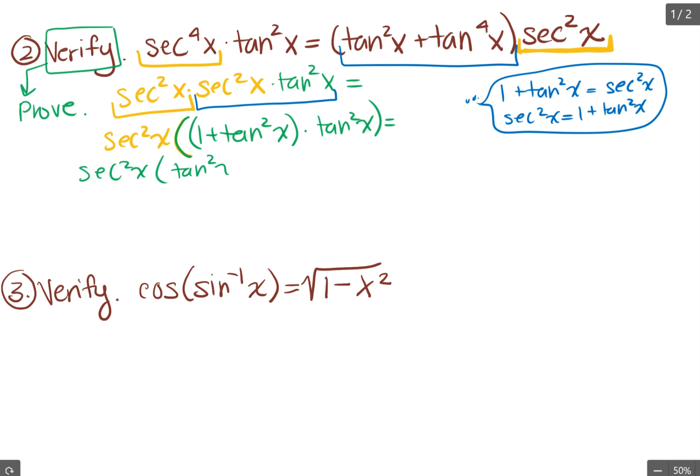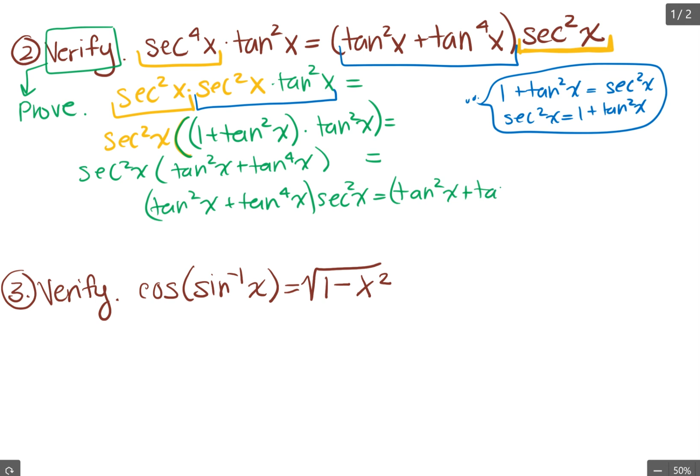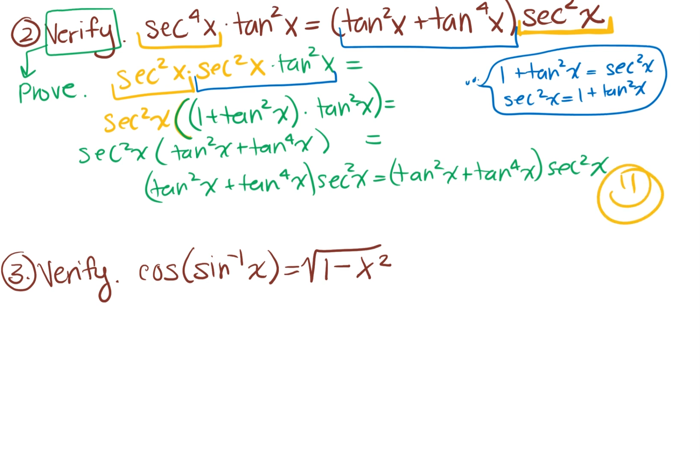So then I have a tangent squared of x, and then I have a tangent to the 4th of x. And then I'm just going to switch around my terms. So I have tangent squared of x plus tangent to the 4th of x, that quantity, times secant squared of x. Don't forget to write the right-hand side again, so you have that for your final indicator. And we did it. Yay!